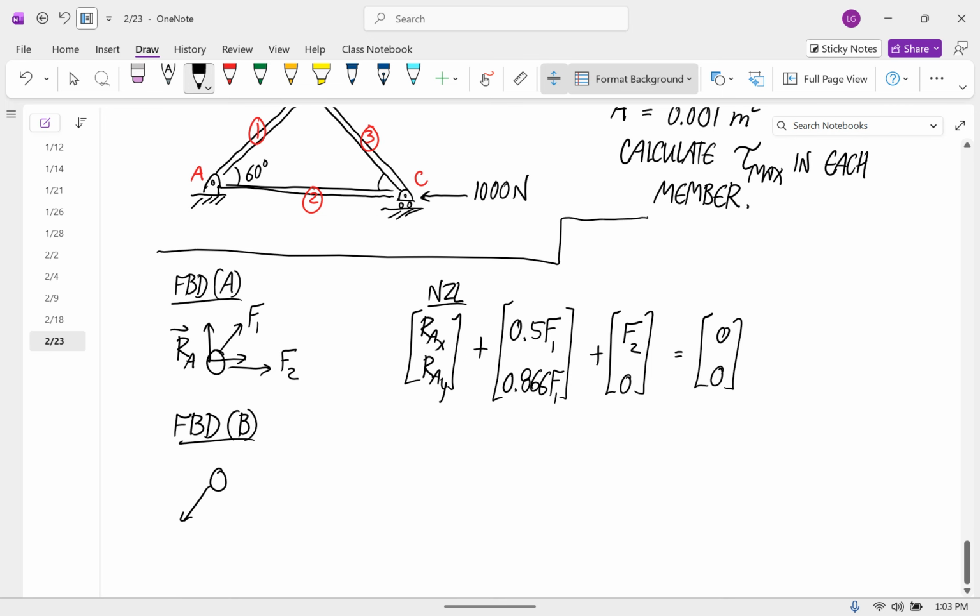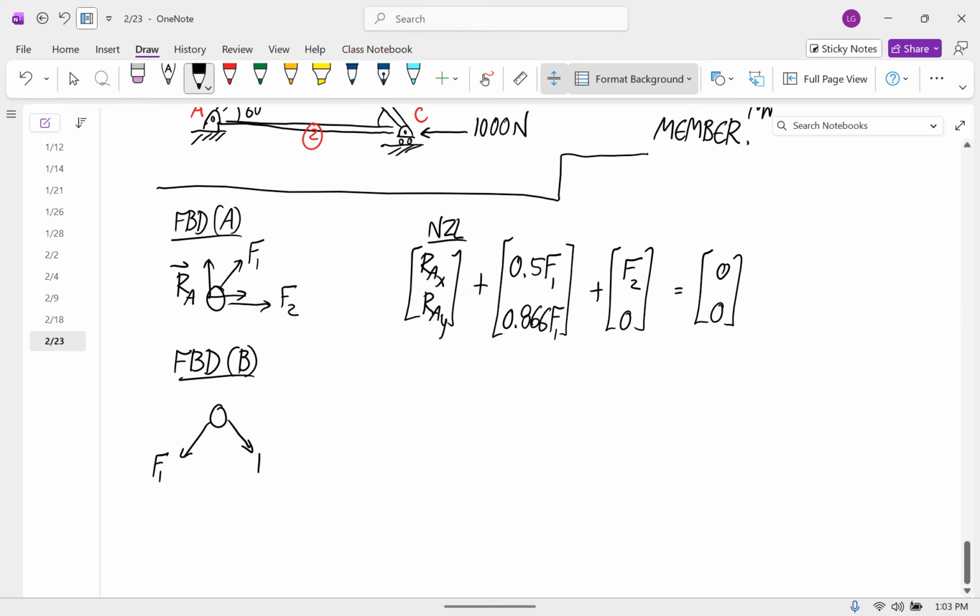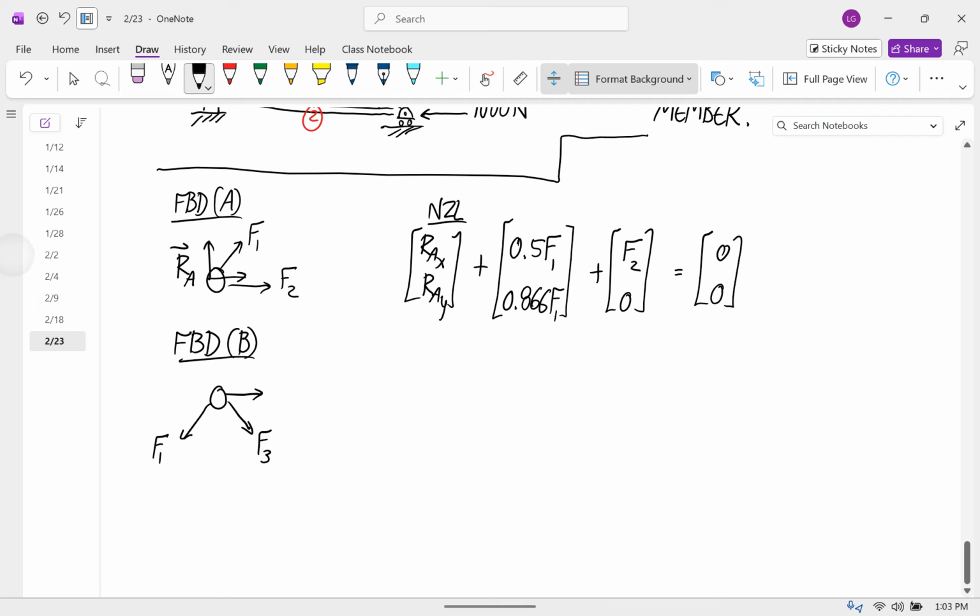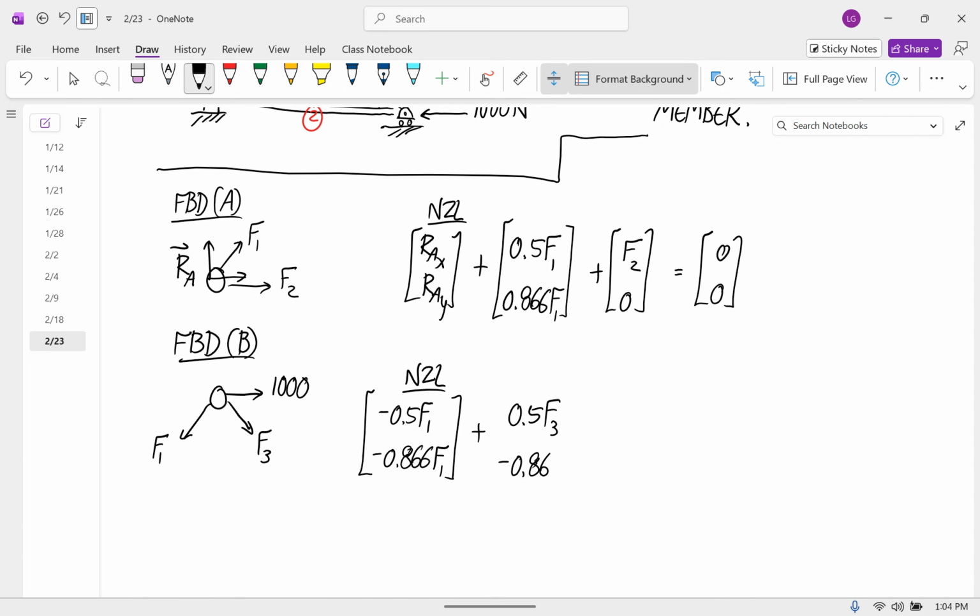So we have F1 going this way, F3 going this way, and 1,000 this way. So Newton's second law says negative 0.5 F1, negative 0.866 F1, plus 0.5 F3, negative 0.866 F3.